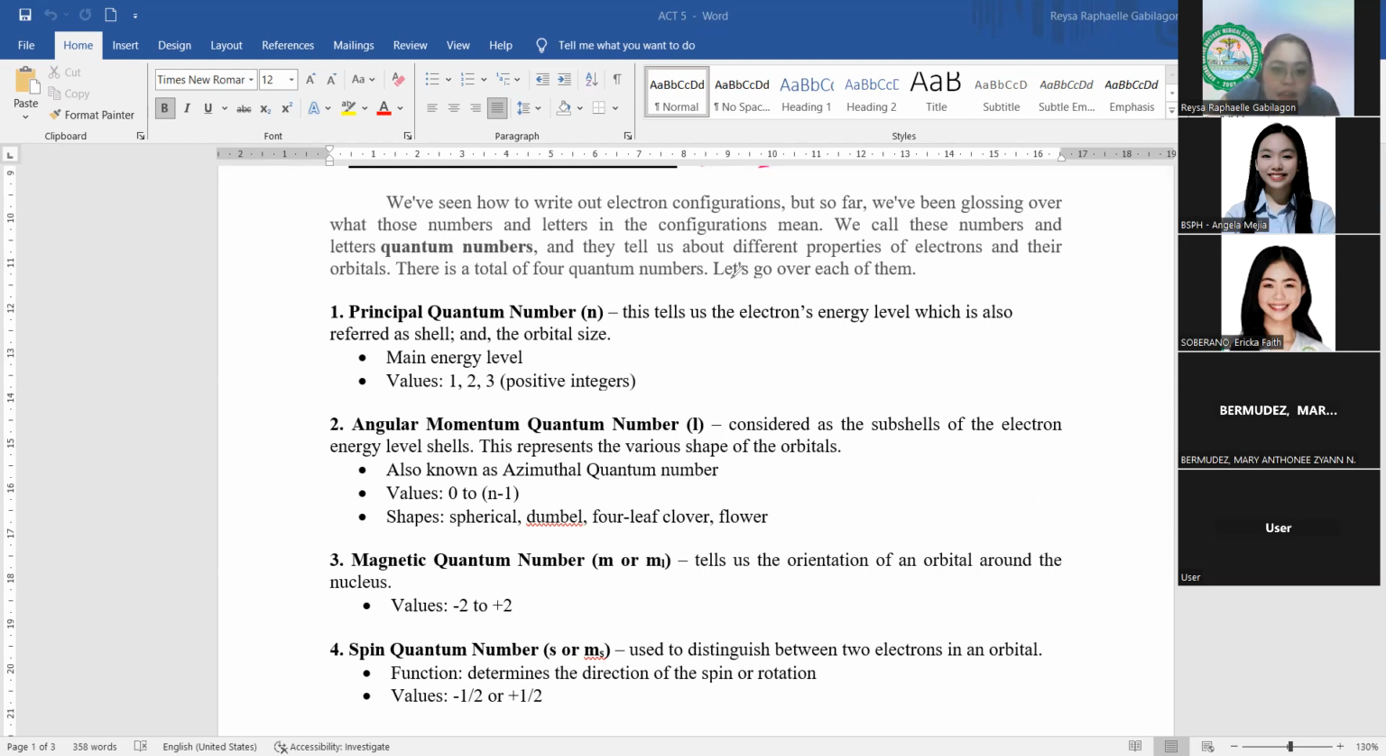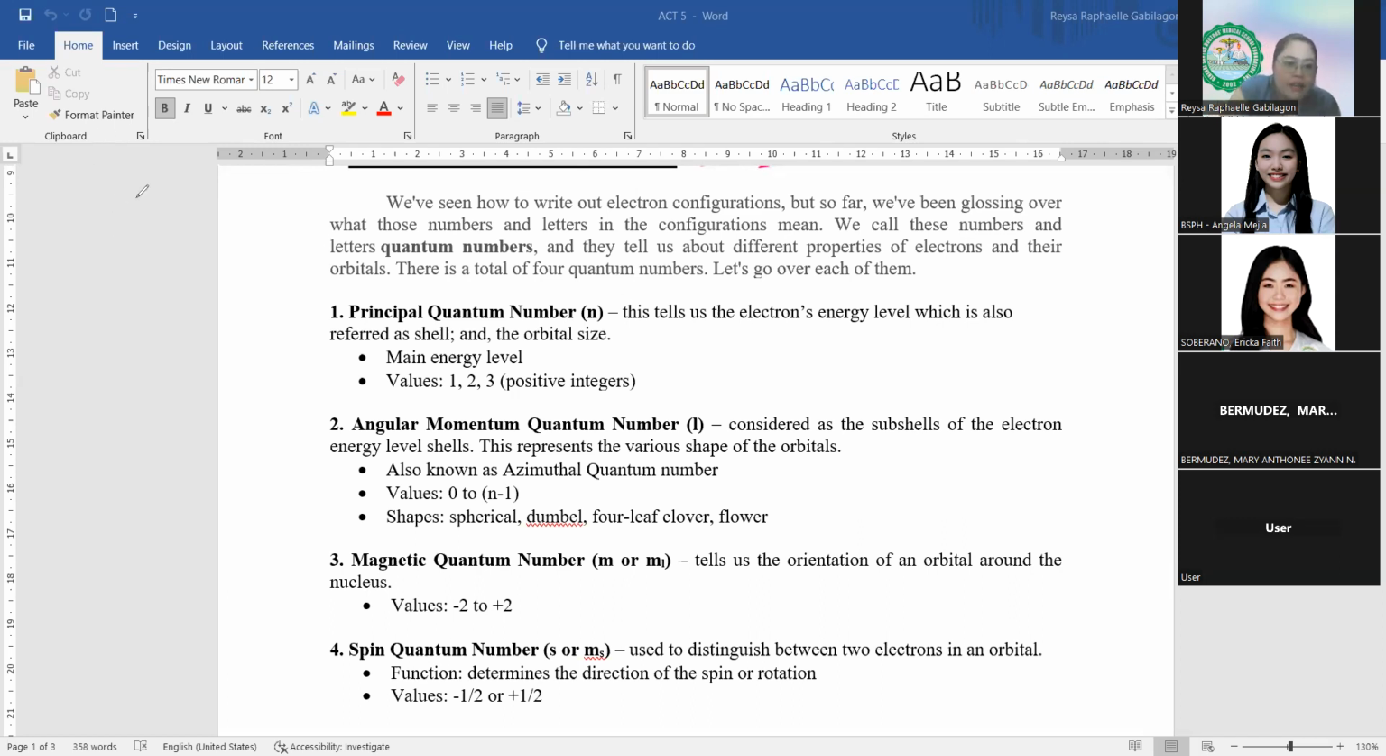Now, let's start with the first quantum number. We call that the principal quantum number. Now, ano naman yung nire-represent nitong principal quantum number? This will tell us the size of the orbital. Okay? Again, this will tell us the size of the orbital. We use the small letter n as the symbol of the principal quantum number. Now, aside from that, this will tell us the energy level of the orbital, or we call that the shell.